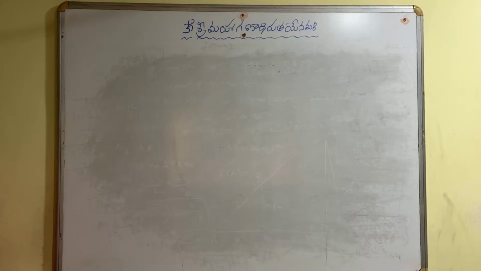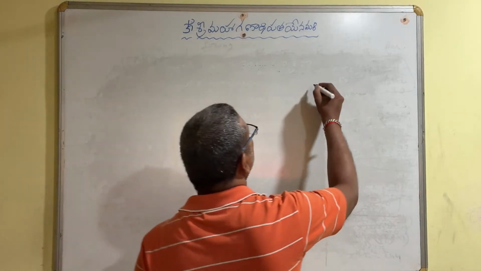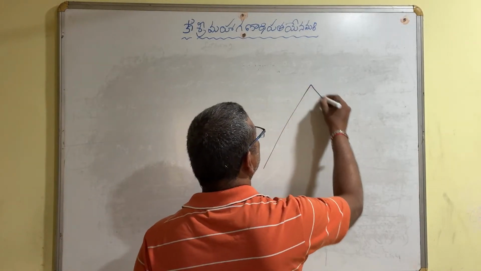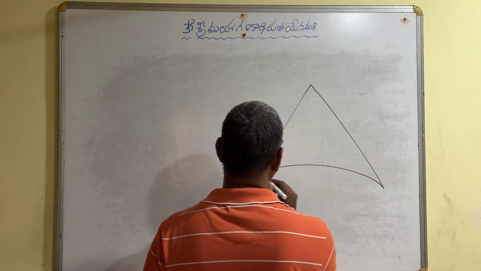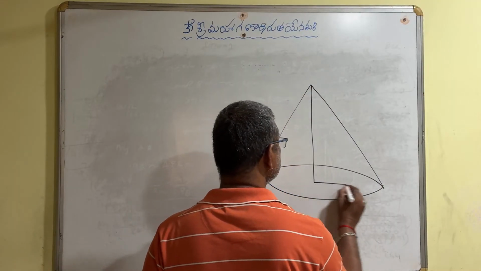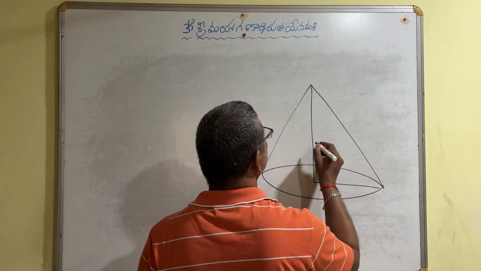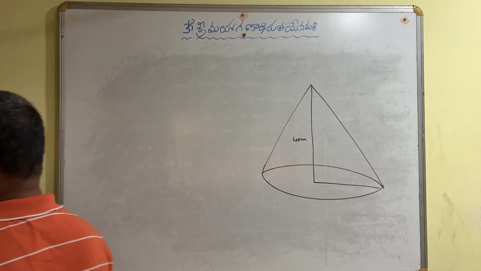Now see the 34th question, everyone. Good question. Question number 34. The height of a cone is 40 centimeters. There is a cone, whose height is 40 centimeters.